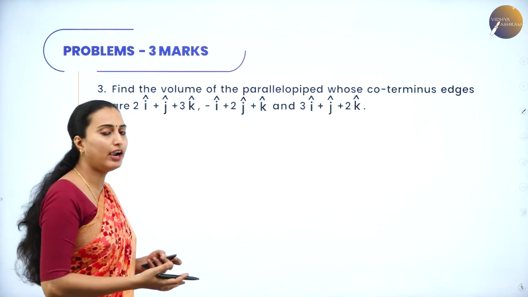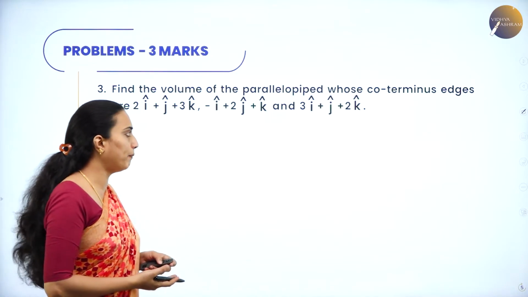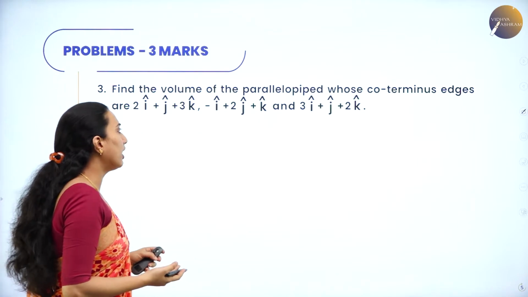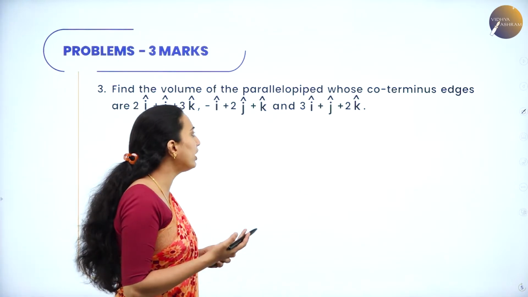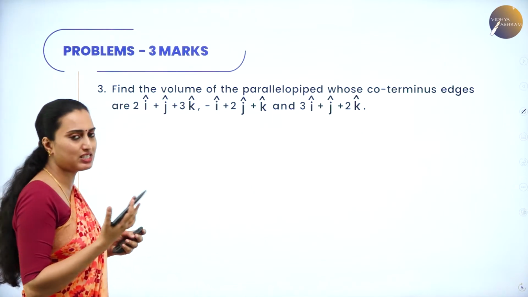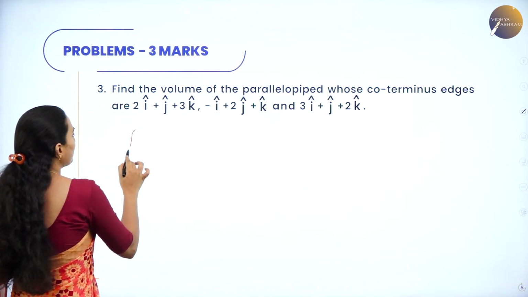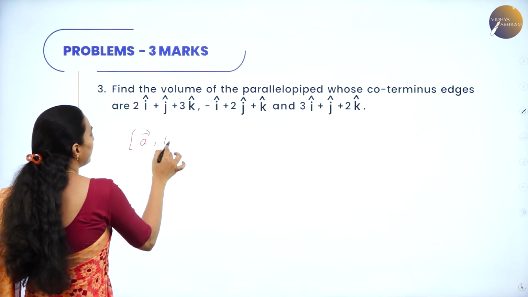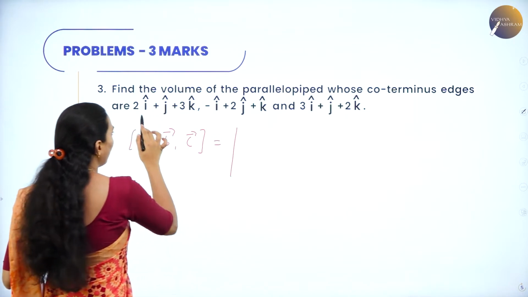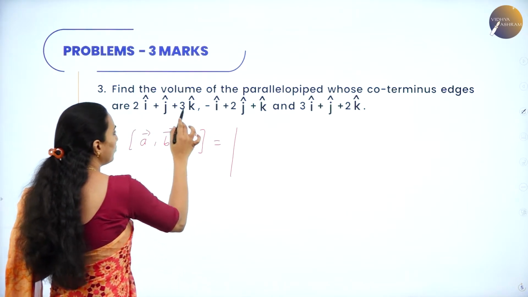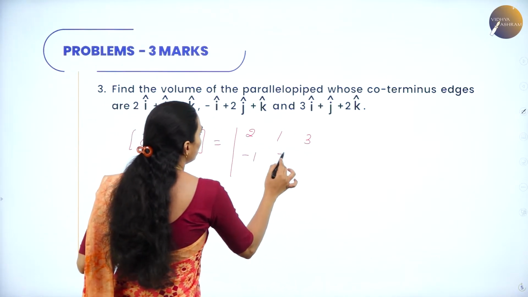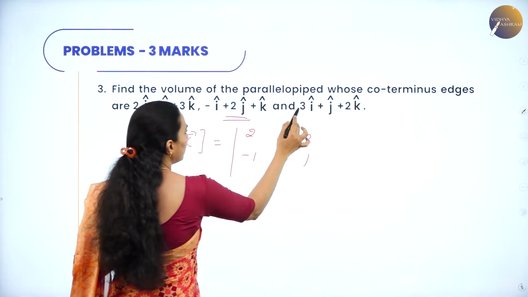What they've asked: find the volume of the parallelepiped whose coterminous edges are 2i plus j plus 3k, minus i plus 2j plus k, and then 3i plus j plus 2k. So coterminous edges means they have given A vector, B vector and C vector. So take it as the box product of A vector, B vector, C vector, which is nothing but the coefficients: 2, 1 and 3, and then minus 1, 2 and 1, and then 3, 1 and 2.